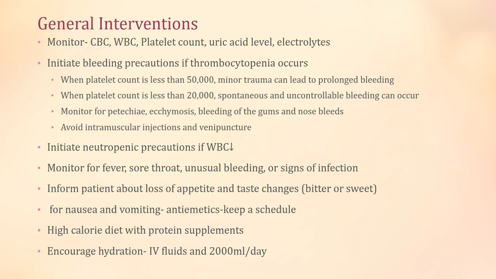General interventions. You're going to monitor CBC, WBC, platelet count, uric acid level, and electrolytes. Initiate bleeding precautions if thrombocytopenia occurs. When platelet count is less than 50,000, minor trauma can lead to prolonged bleeding. When platelet count is less than 20,000, spontaneous or uncontrollable bleeding can occur. Monitor for petechiae, ecchymosis, bleeding of the gums, and nosebleeds. Avoid intramuscular injections and venipuncture. So obviously you're going to stay away from Lovenox shots and heparin shots.